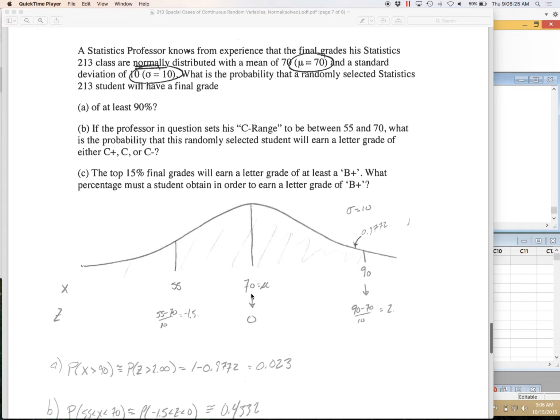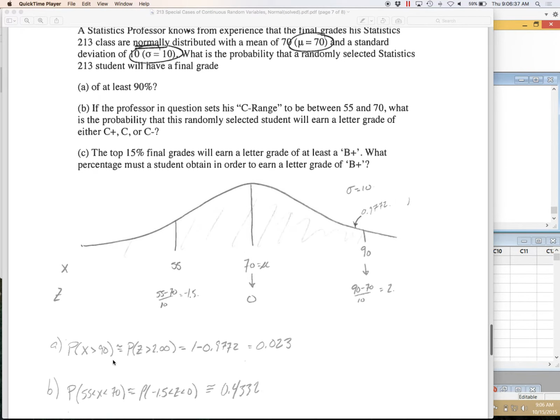I can convert these into the z-score. Of course, the middle always converts to 0. And to convert this 90, it would be this value 90, subtract the middle, divided by the standard deviation, which happens to be 2. Okay, so two different ways to write this. I can say the probability at least 90, sorry, not less than or equal to 90, but greater than or equal to 90. I want to know what the probability of this tail is. So that would be written this way.